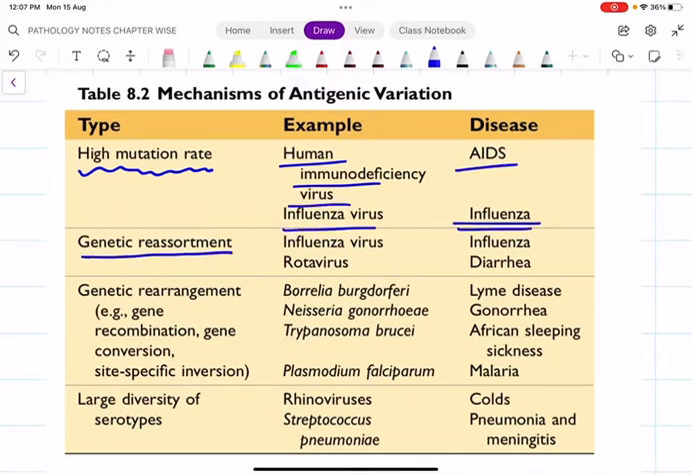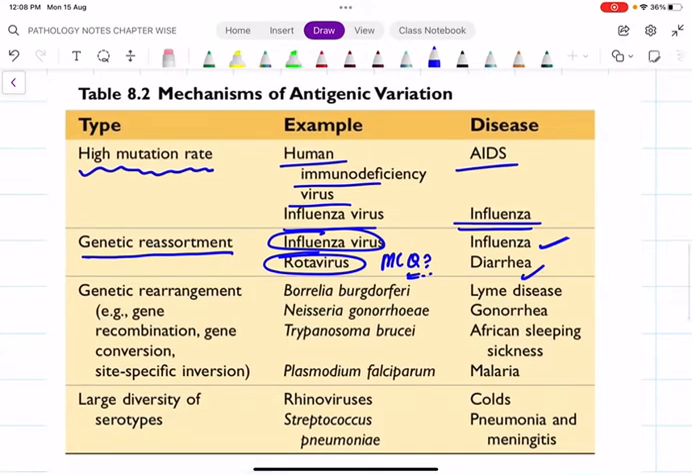Then we have genetic reassortment. Genetic reassortment is most commonly used by influenza virus, and of course rotavirus. This has been asked as an MCQ a few years back in a PG entrance exam: which of the following organisms exhibit genetic reassortment as a mechanism of antigenic variation? Most of us don't know that rotavirus also exhibits genetic reassortment, but it is a straight table from Robbins. It causes diarrhea.